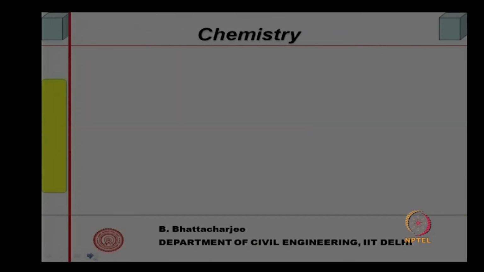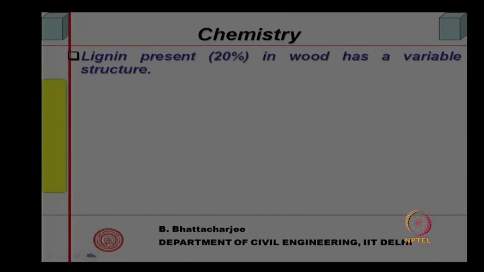Chemically they are of this kind. Now, if you look at the chemistry of the plasticizers, wood is made up of lignin and cellulose. About 20% lignin is present in wood, and of course, it has a variable structure depending upon the type of wood, the season it is taken from, and so on.